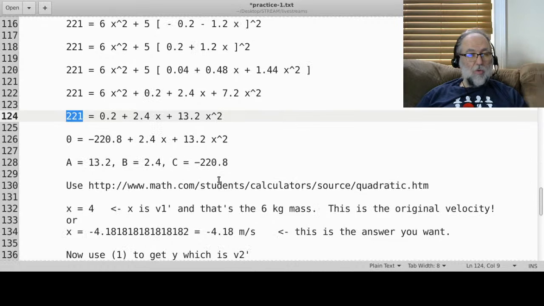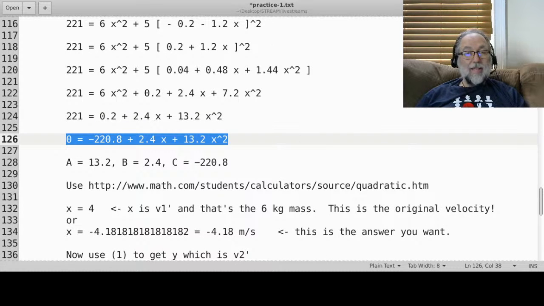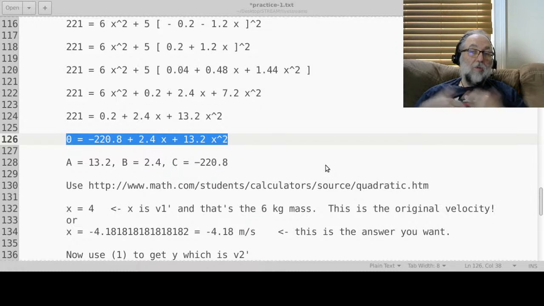So subtract 221 from both sides, and I get that polynomial right there. Oh, sorry, it is a polynomial, but it's a special polynomial. It's a quadratic. Okay, so there we go. And then you say, well, I've got to solve this using the quadratic equation.